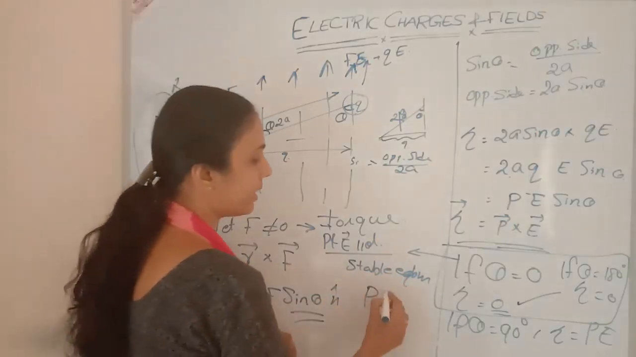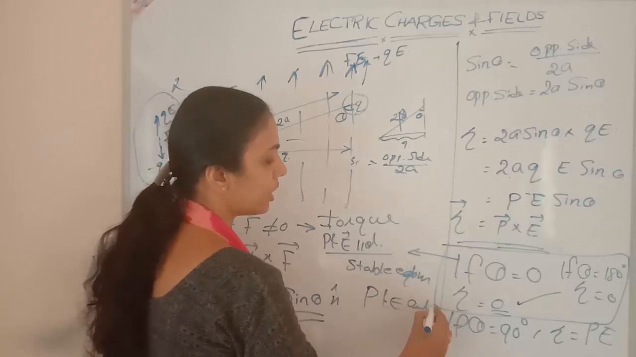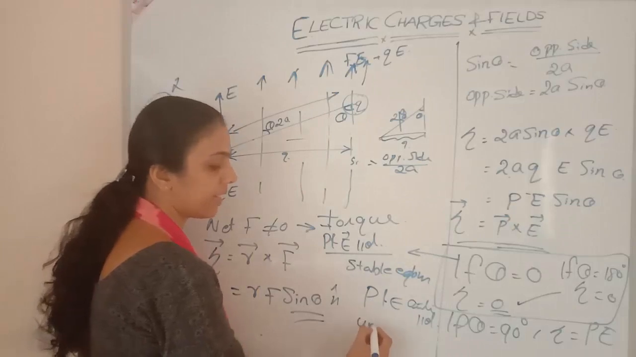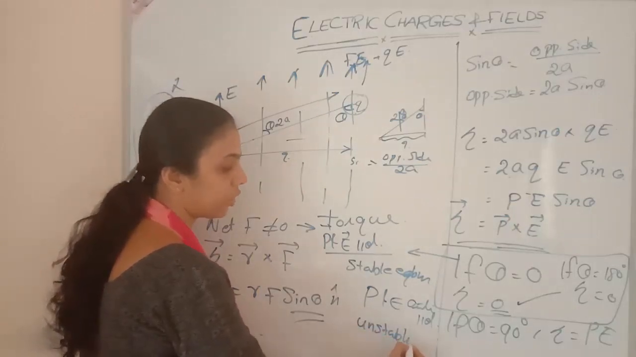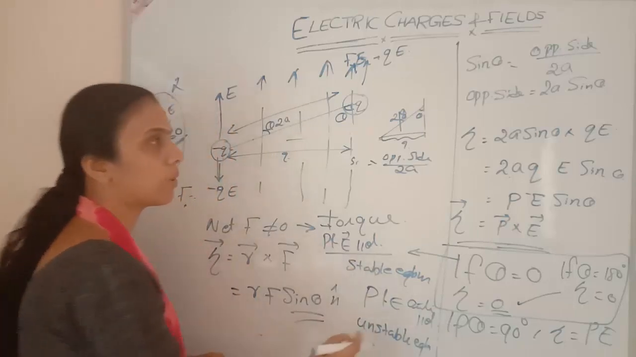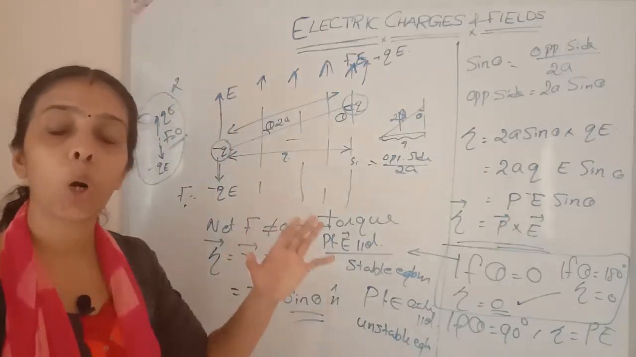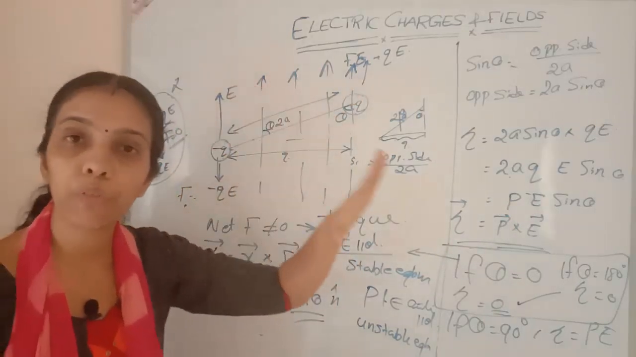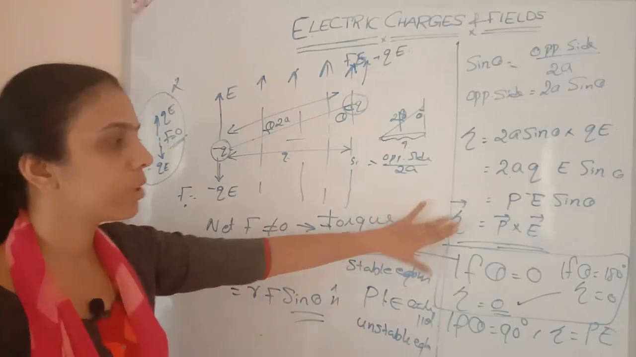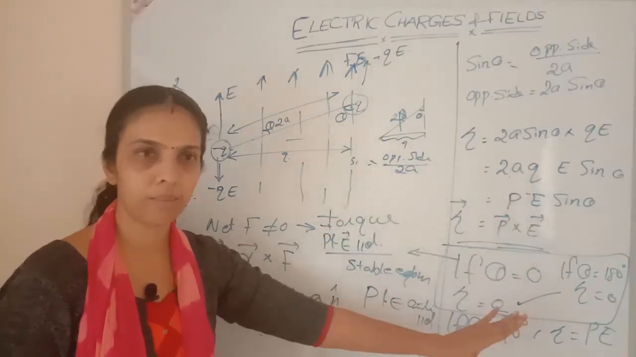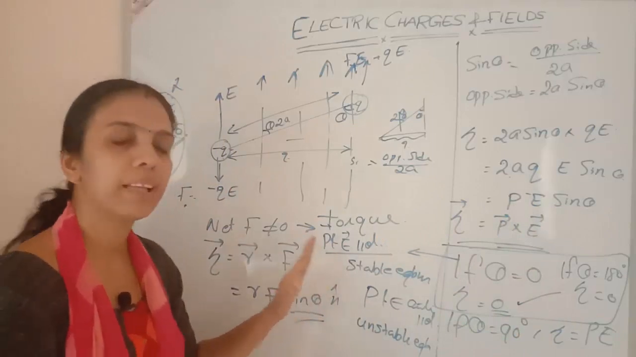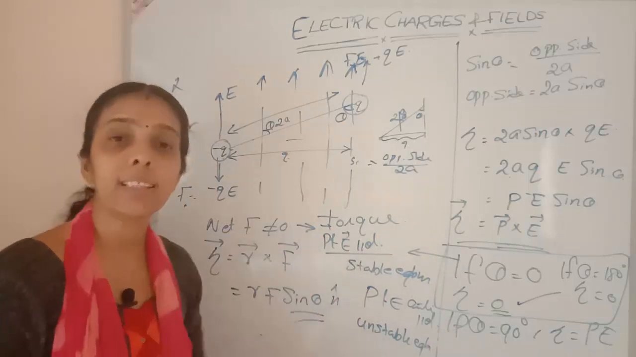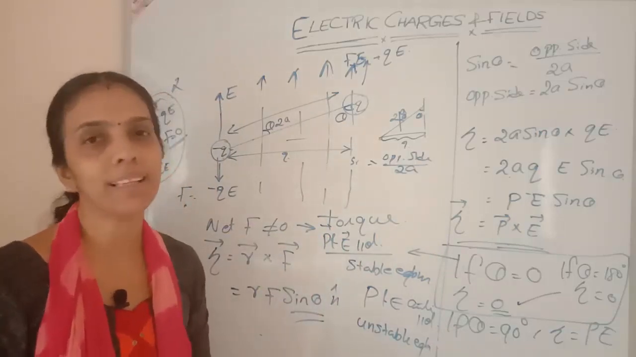And if P and E are anti-parallel to each other, that is 180 degrees, then we can say it is under unstable equilibrium. Clear? So these points are also important. This is the torque acting on a dipole which is present in an external uniform electric field. Tau equals P cross E, that is the formula. If theta equals 0, the dipole is in stable equilibrium, and if theta equals 180 degrees, then it will be in unstable equilibrium.